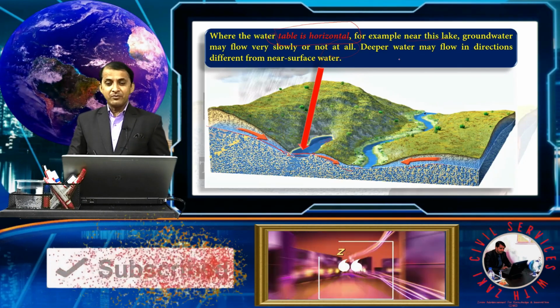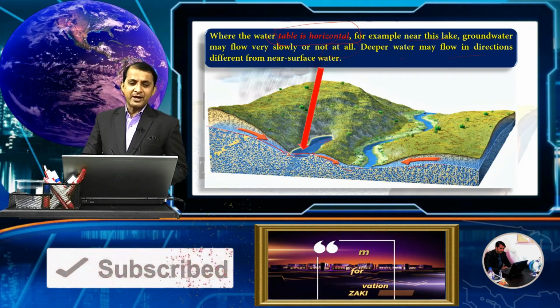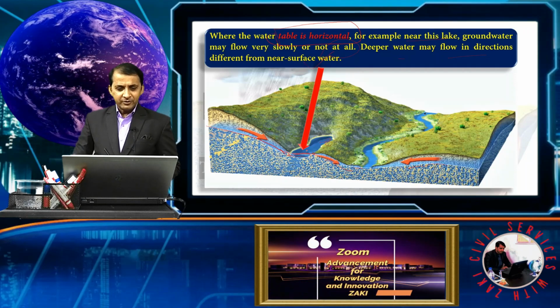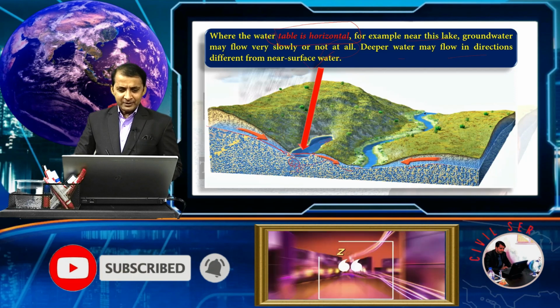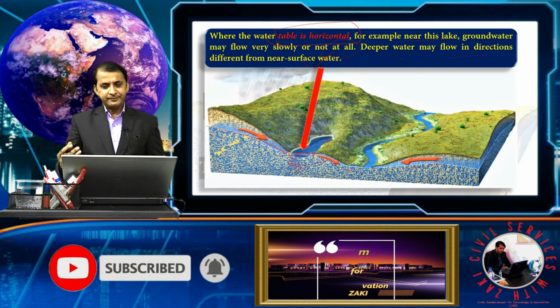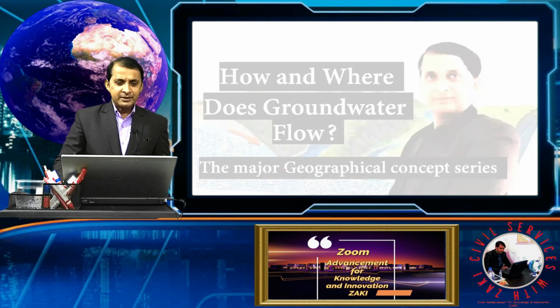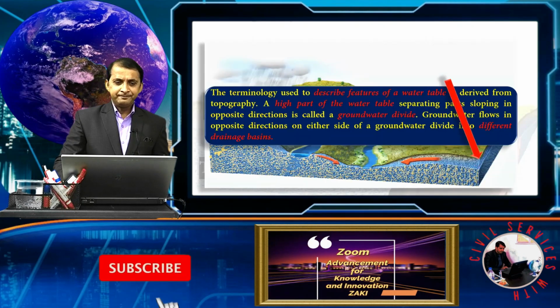But the deeper water may flow in a different direction from the near surface. So if we see the deeper water, it flows in different directions. So let's see another slide.